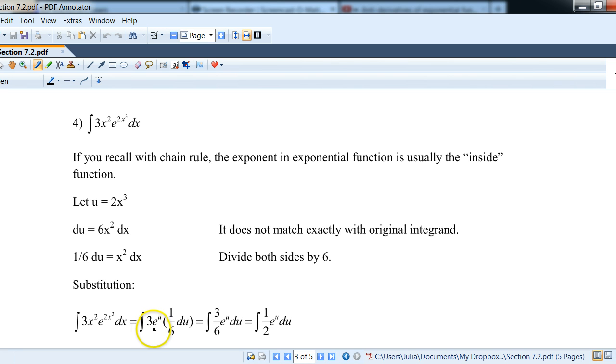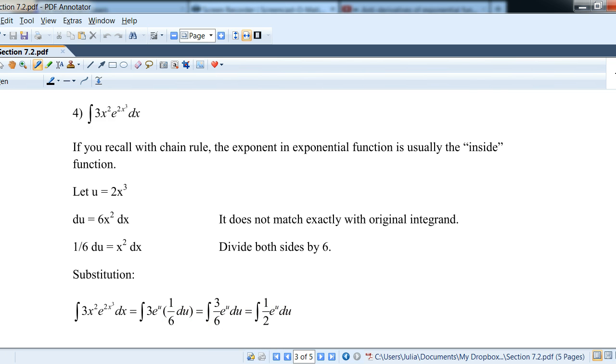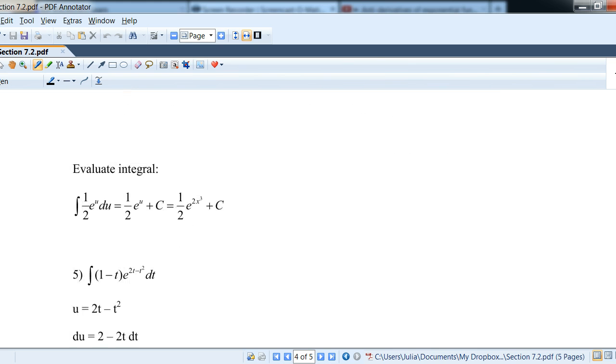So we have 3, it becomes e to the u. The x squared and the dx became 1/6 du, okay, literally. And then 3 times 1/6, that becomes 1/2, and it becomes 1/2 e to the u du, okay? So then later, 1/2 e to the u. So to integrate it, we keep the 1/2. Recall that the integral of e to the u, that's just itself, e to the u plus a constant, and then we can substitute back, and that's 1/2 e to the 2x cubed plus a constant, okay?